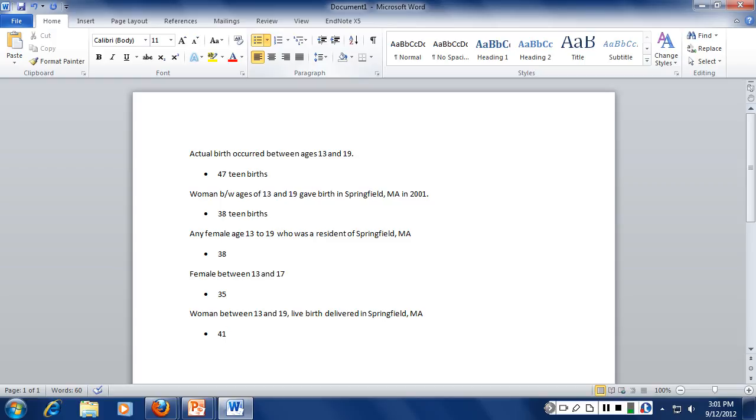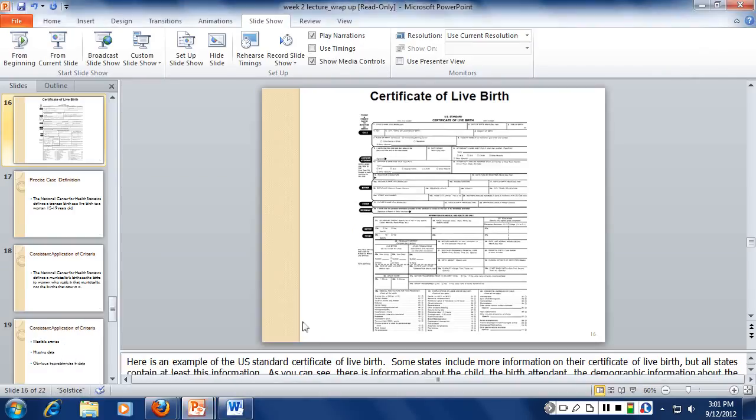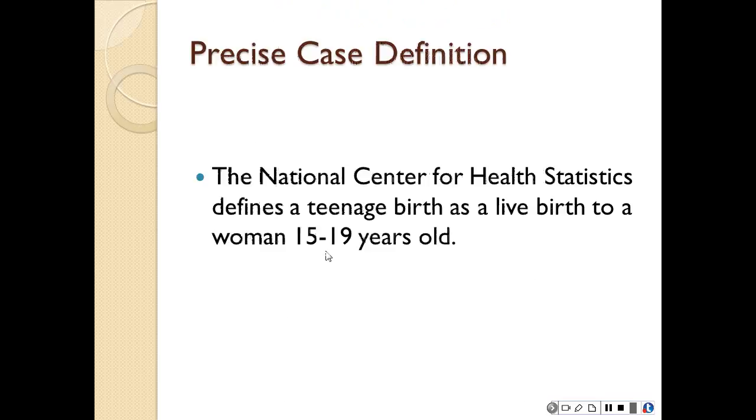Now, the larger issue is that across studies, everyone seems to define particular things differently, and it makes comparisons across studies somewhat difficult. If we had some national clearinghouse of case definitions, it would be great. But we don't, so you just do what sounds best to you. But let's walk through the actual definition, which is live birth to a woman 15 to 19 years old.